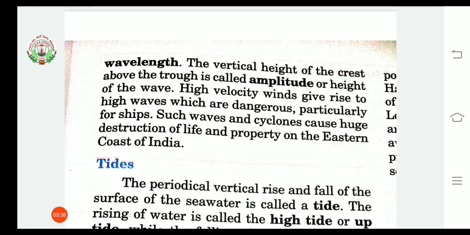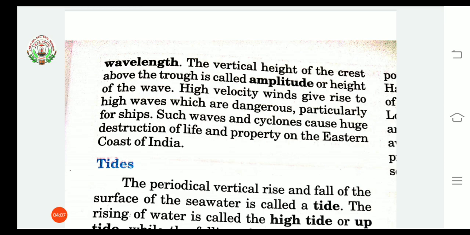Now, as we have learned that waves depend upon the speed of wind, what will happen if there is wind of high velocity? Means speed, wind of high speed. What will happen? The high velocity winds will give rise to high waves which are dangerous particularly for ships. Why? Because of these high waves, ships may sink in the ocean.